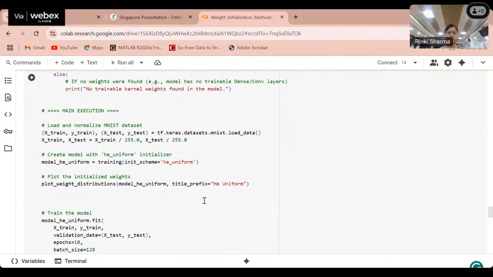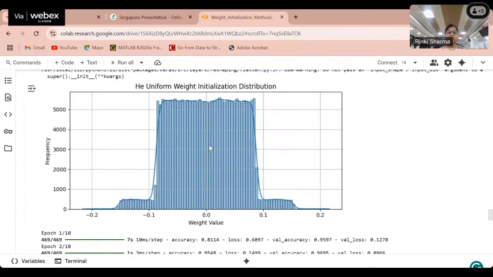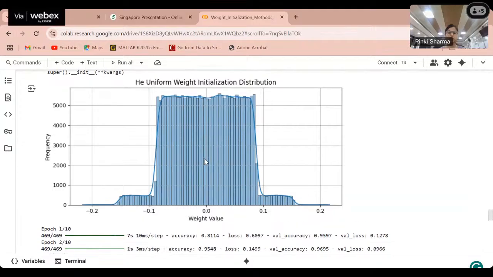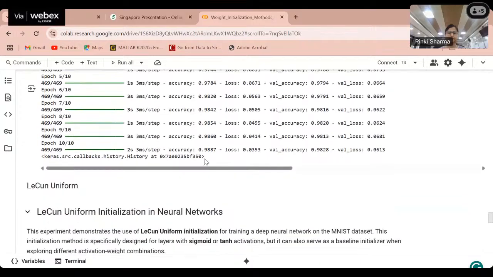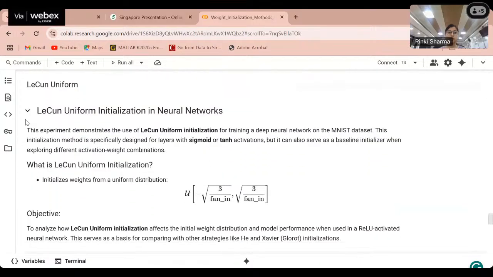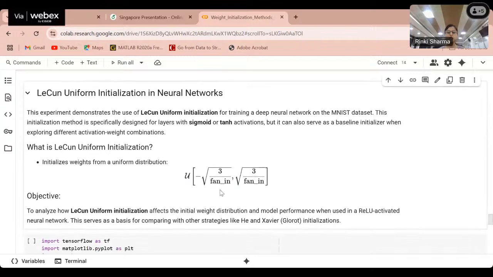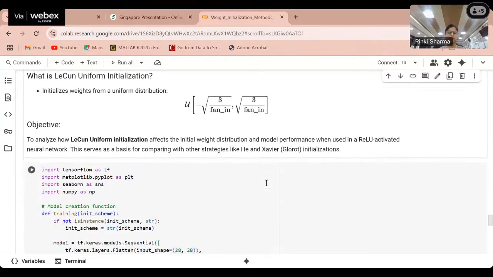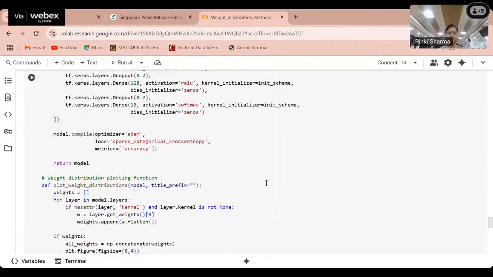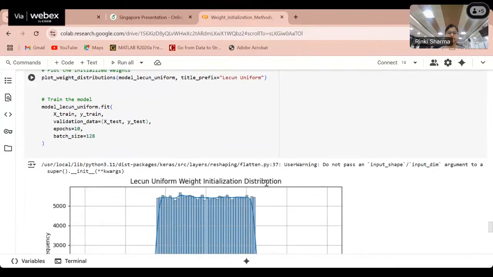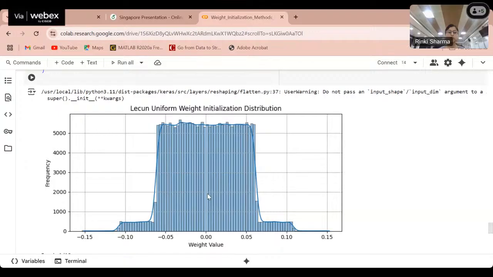The uniform initializer here, that's how the distribution will look. And the LeCun uniform initializer will take the uniform distribution between this limit and this limit, where fan in is the number of inputs here. And this is how it will look.